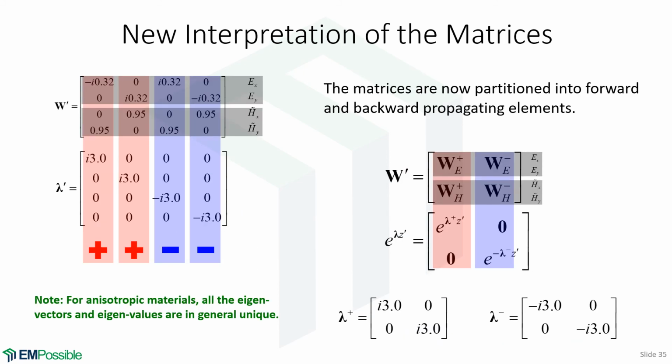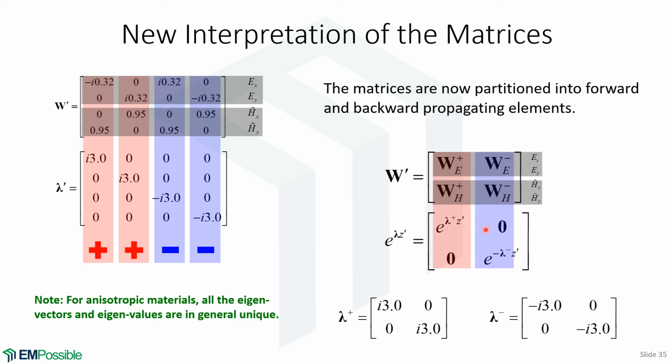Let's look at our matrices and see what has happened. After we have reordered it, we've essentially partitioned our matrices. And we can look at the quadrants of these matrices and ascribe physical meaning. If we look at the upper left quadrant, these are the eigenvectors associated with the electric field traveling in the positive direction. The quadrant in the upper right, that's the eigenvectors for the electric fields traveling in the minus direction, the backward direction. And likewise, the lower left is the eigenvectors for the magnetic fields that are forward propagating, and the lower right is the eigenvectors of the magnetic field that are backward propagating.